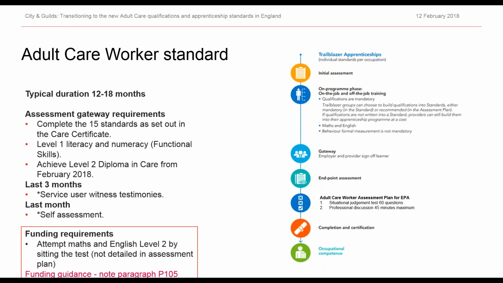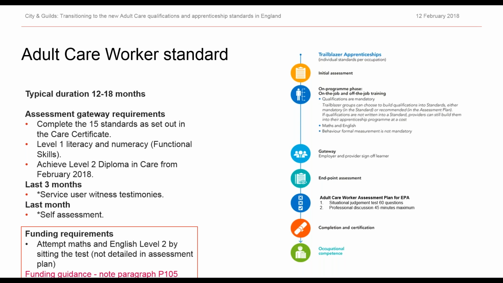So the first few bullets there haven't really changed. The care certificate standard is still referred to. Literacy and numeracy or functional skills at level 1 is still a gateway requirement. The achievement of the level 2 care is obviously a change, and that's from February.